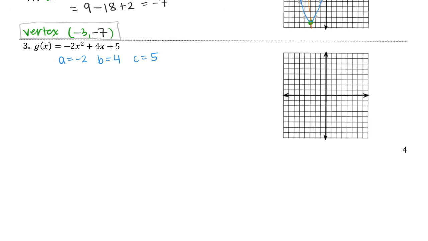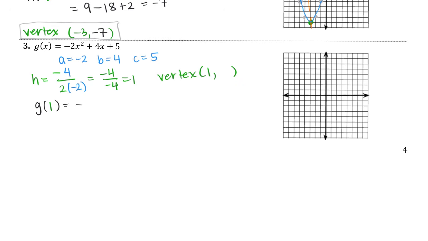h equals negative b over 2a. Okay, so I got negative 4 divided by negative 4, which is positive 1. So what's my vertex? My vertex is going to be 1 comma something. To get the y coordinate, I take my 1, I plug it in the original equation. g of 1.